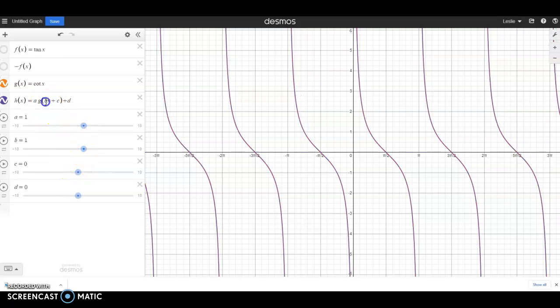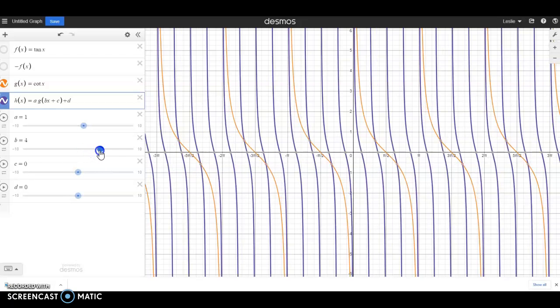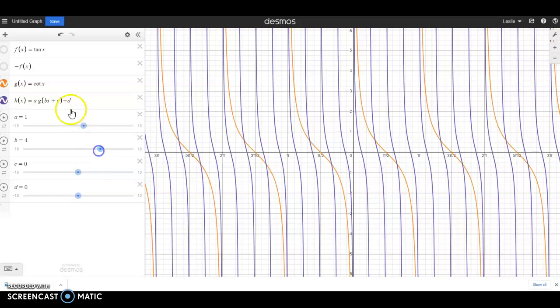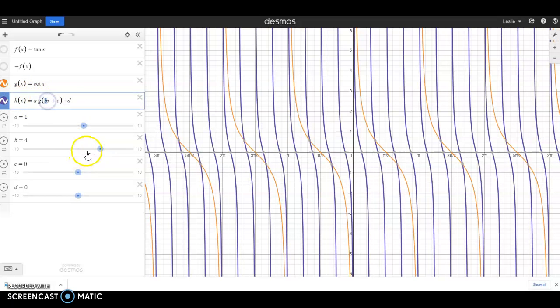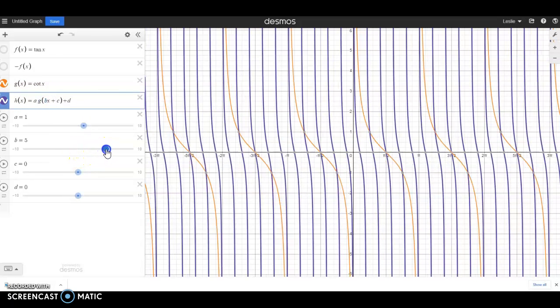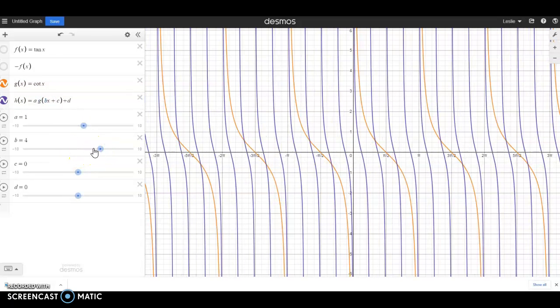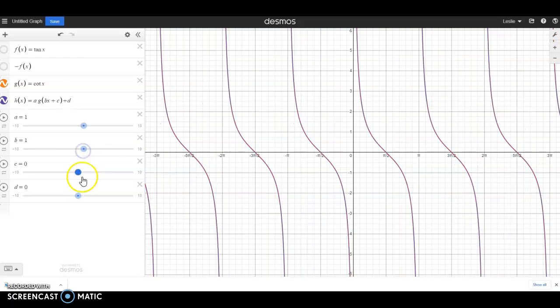B, the value next to the x inside the argument, should introduce additional cycles of cotangent. And sure enough, my orange graph is cotangent. My purple graph is this h of x, which is the cotangent with, because this number is no longer 1, extra copies of the graph in there. All right, put that back to 1.